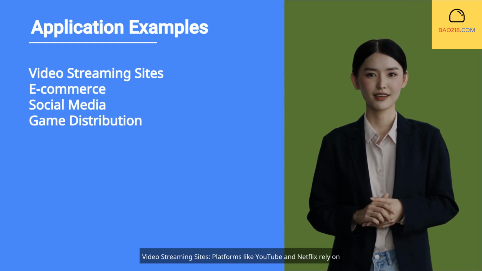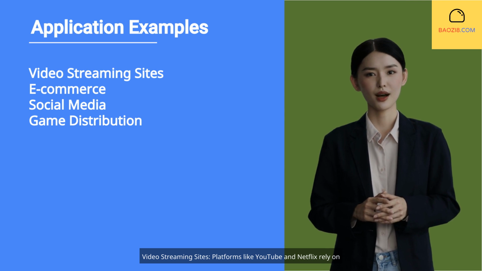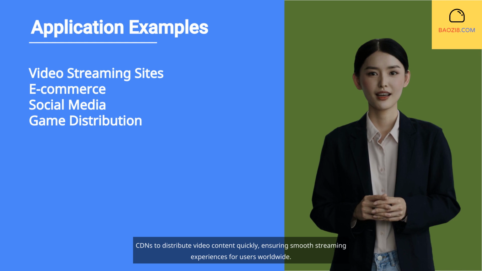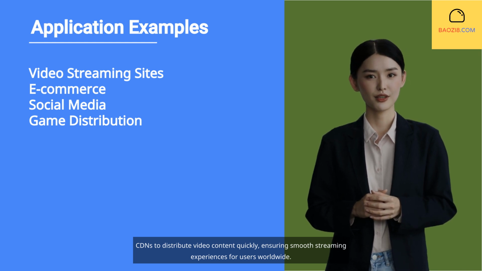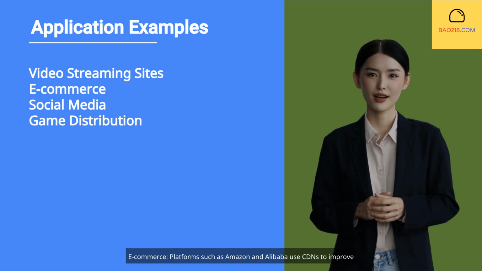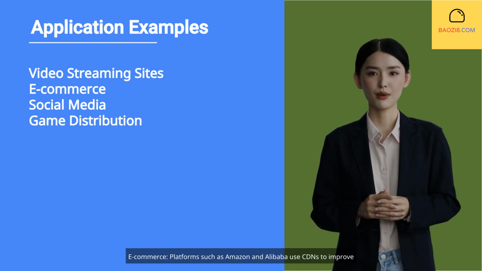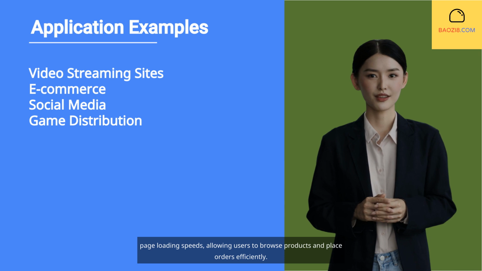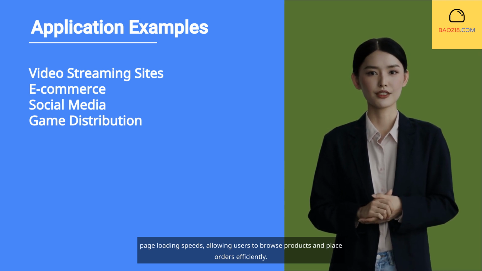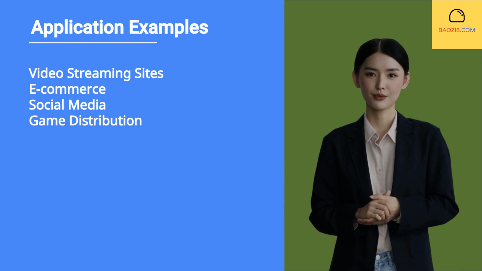Video streaming sites. Platforms like YouTube and Netflix rely on CDNs to distribute video content quickly, ensuring smooth streaming experiences for users worldwide. 2. E-commerce. Platforms such as Amazon and Alibaba use CDNs to improve page loading speeds, allowing users to browse products and place orders efficiently. 3. Social media.